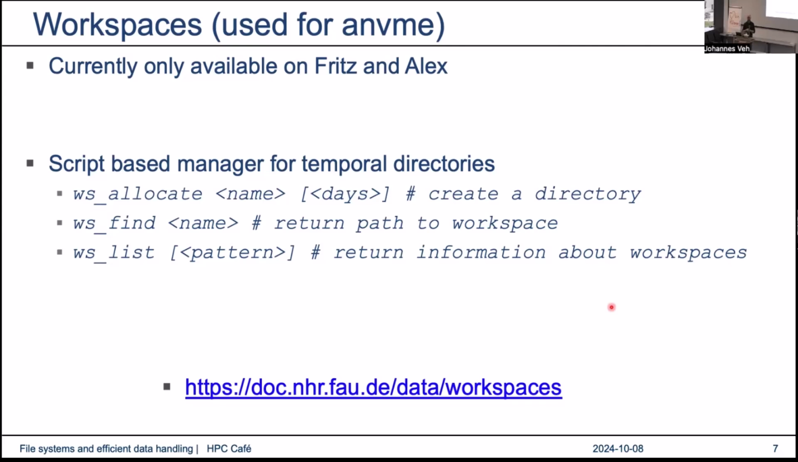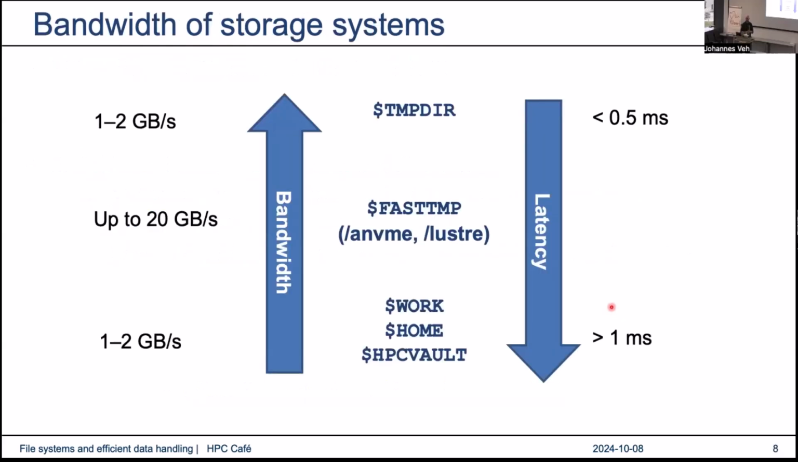And if you want to get an overview of all workspaces you are currently allocating, it's vs list. And it has a few parameters you don't really need. So just type in vs list and it will return the list of workspaces and then tell you how long they are valid for and all these kinds of things. And for more documentation, there's the link to our documentation, and there are examples of how to work with these workspaces. But why do we even have more than one file system?